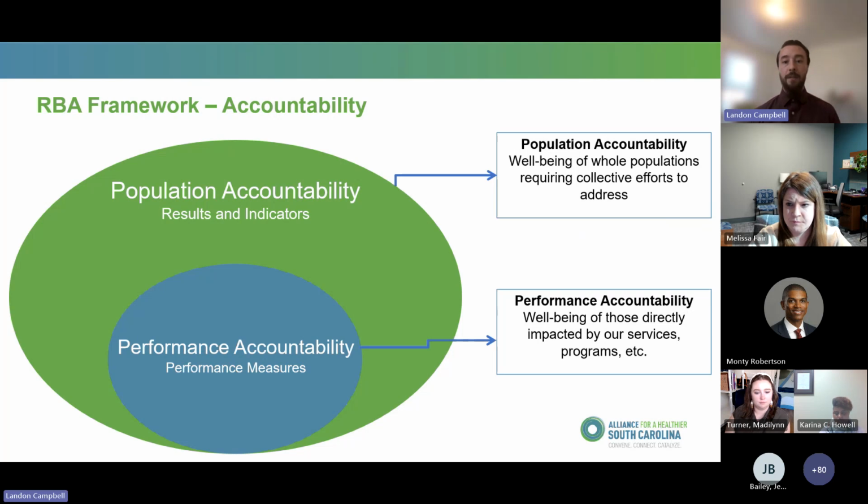So there are three key components to RBA that I want to touch on during our meeting time today. The first of these is the idea of population versus performance accountability. So population accountability is the accountability on the macro scale. So it'll go beyond the population you'll be able to affect as an individual organization or coalition, and will encompass an entire population instead. So you will have a part to play with population accountability, but it won't fall solely on your shoulders to affect change at this level.